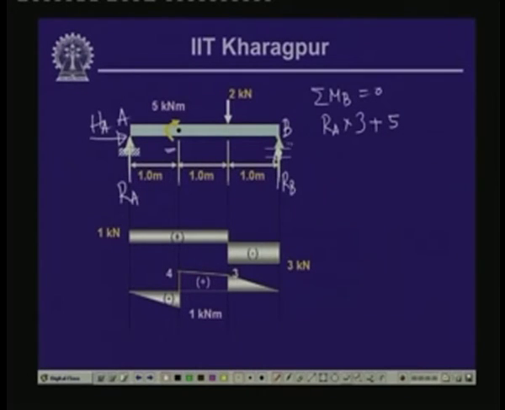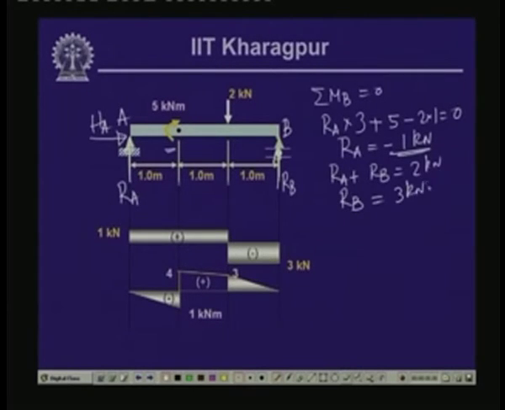2 kilonewton meter gives anti-clockwise, so 2 into 1, so this is equal to 0. So, this gives us a value of RA as minus 1 kilonewton, and as we have seen, RA plus RB is equal to 2 kilonewton and RA is minus 1 kilonewton. So, this will give us a value of RB as 3 kilonewton. So, these are the values of RA and RB.